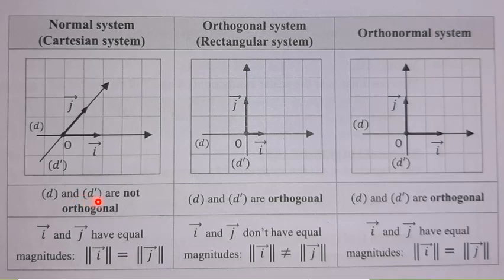So we have four kinds of systems. An ordinary system, a normal system with equal norms, an orthogonal system, where only I and J are perpendicular, and an orthonormal system, where D and D prime are orthogonal and norms are equal.